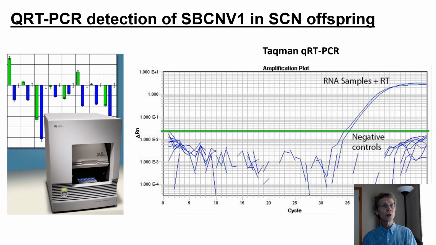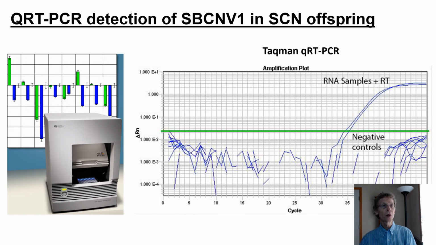And for the assays for virus infection, we used reagents and techniques very similar to those that are currently being used to detect the novel coronavirus that's causing COVID-19. So actually the reagents to do these tests are now difficult to get because they're so needed for detecting the coronavirus.